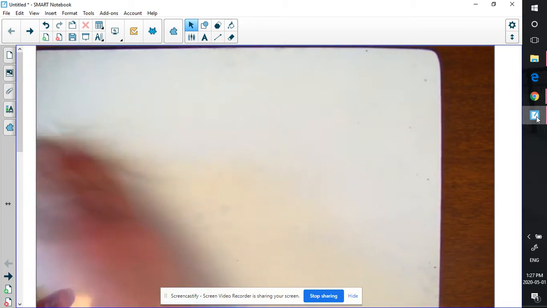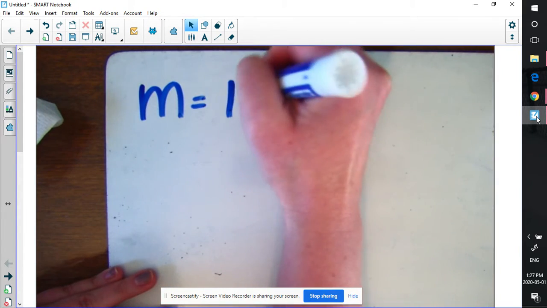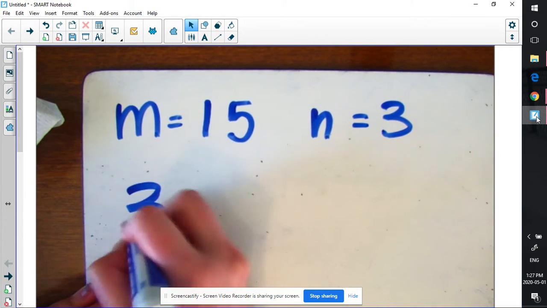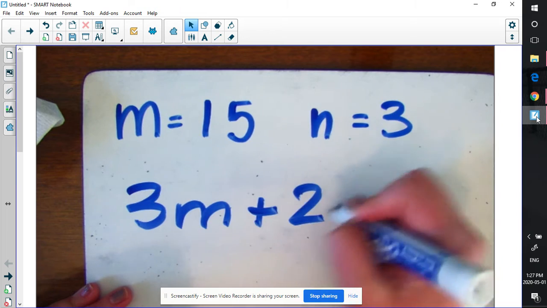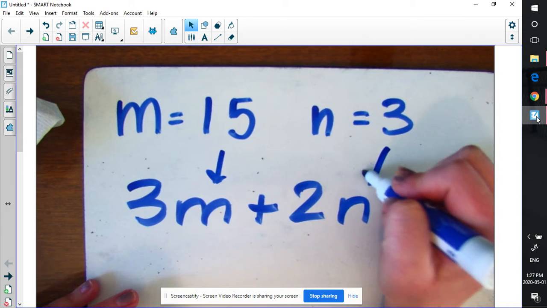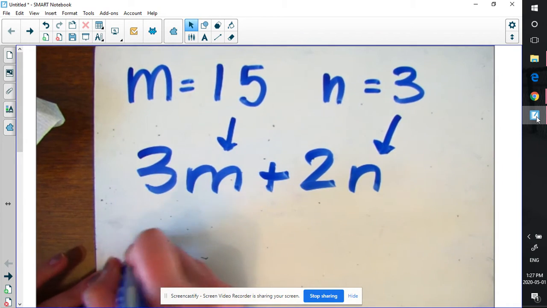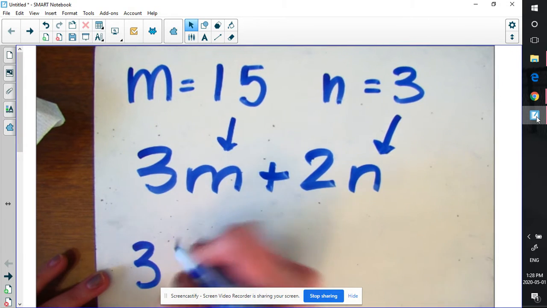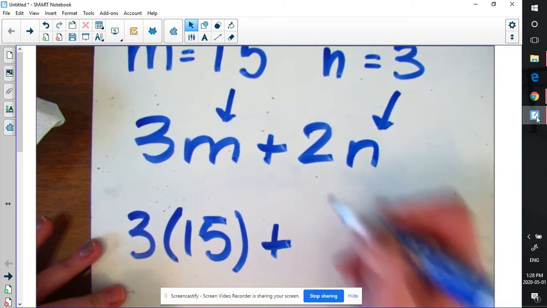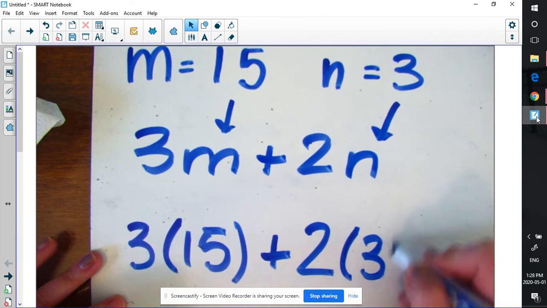Third question, this is where things get a little bit trickier. So now I'm given m equals 15, and I'm also given n equals 3. And then I'm given 3m plus 2n. So I'm going to replace m with 15, and I'm going to replace n with 3. And I'm not going to forget about brackets. So I'm going to keep this 3. This m, I'm going to replace it with 15 in brackets. I'm going to keep the addition sign. I'm going to keep the 2. And this n, I'm going to replace with 3 in brackets.